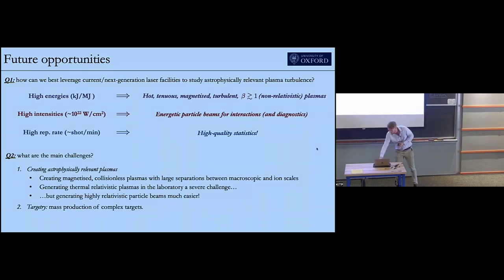Another question, particularly when thinking about high rep rate experiments, is targetry. How do we mass produce such complex targets that would be required for turbulence experiments? And there's also the question of diagnostics. How do we implement this reliably at high rep rate? Doing photon imaging, for example, at high rep rate is something that requires a lot of theoretical work.